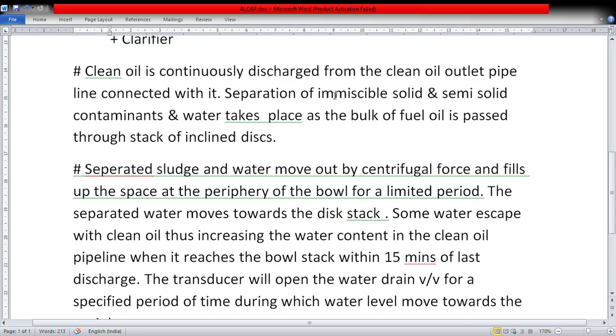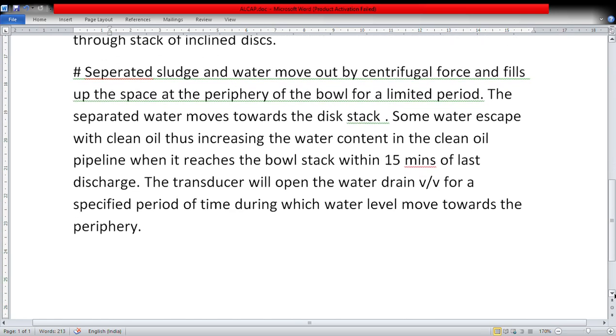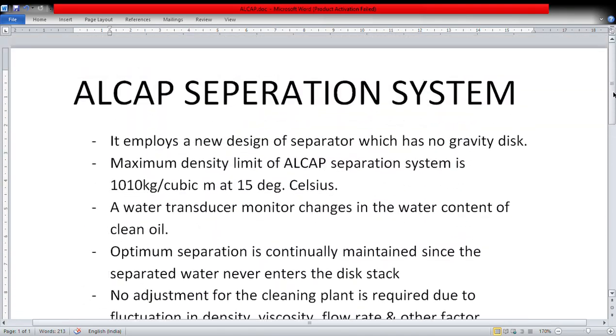The transducer will open the water drain valve for a specified period of time, during which the water level moves towards the periphery. So this is the whole function of your ALCAP separator system. That was a separate question by the surveyor on the ALCAP separation system. If you mention all these points and just touch the parts involved in the working, its functions and the working of the ALCAP separator system, I am sure the surveyor will be happy. I hope it is clear for you.